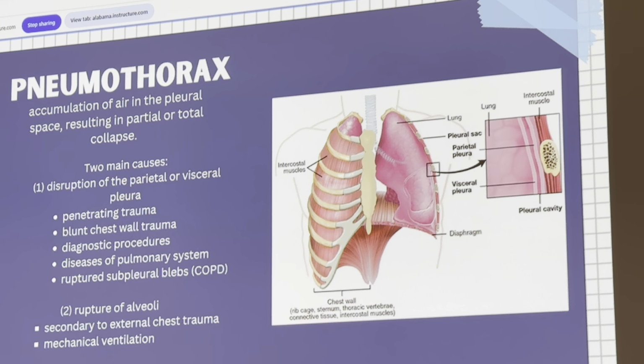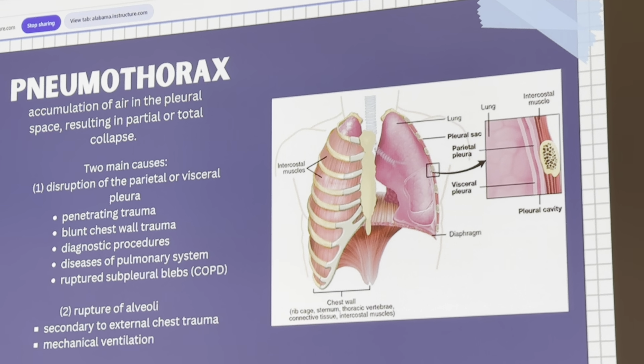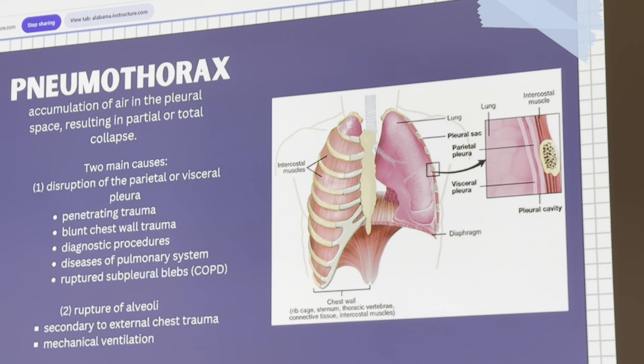That's what's going to allow air into that intrathoracic cavity to develop something like a pneumothorax. Two different causes, two different types. So either some type of disruption of that parietal space or that visceral pleura right there, or the rupture of the alveoli itself within that lung space.